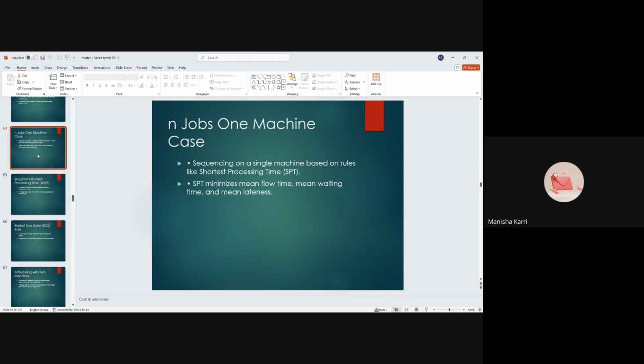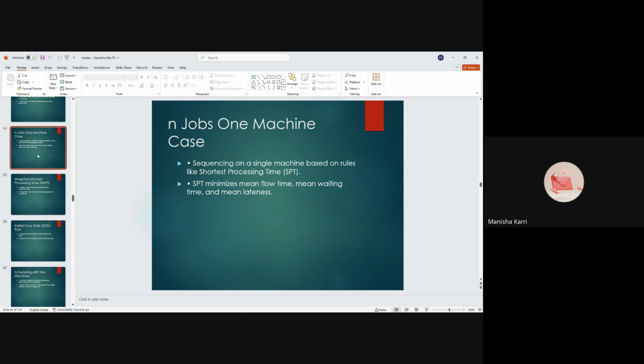For example, imagine a single machine that needs to process 3 jobs with processing times of 2, 5 and 3 hours. Using SPT, the job with 2 hours is done first, then 3 hours, and lastly 5 hours. This sequencing keeps the system efficient and reduces the waiting time for the jobs, and automatically ensures the machine is not idle longer than necessary.